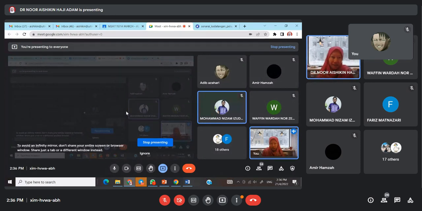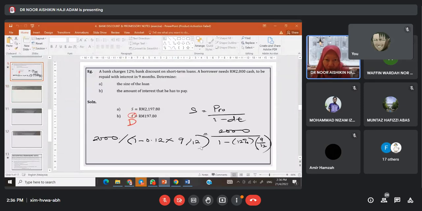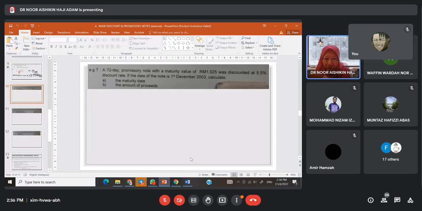Can we proceed with doing the exercise questions on bank discount and promissory notes? Boleh? Ada try? Ada. Hari tu kita buat yang ni. We discussed that, right? So let's continue with this one.